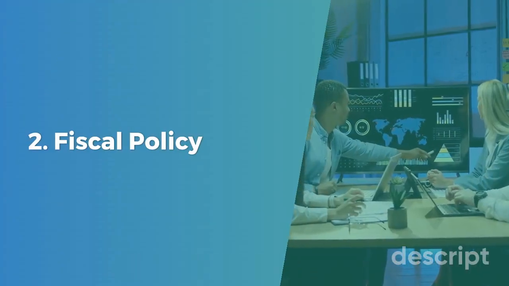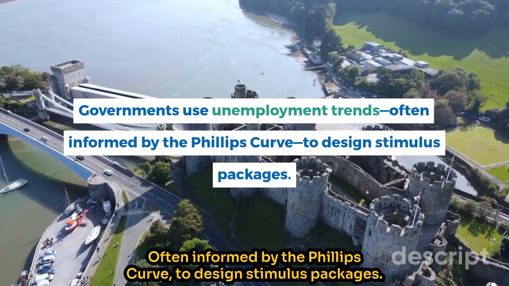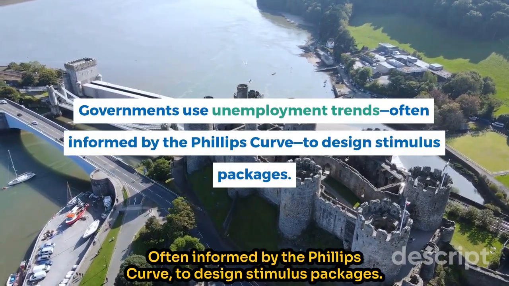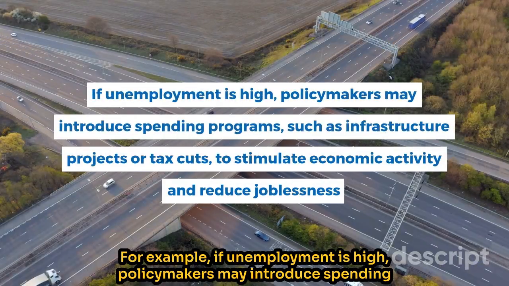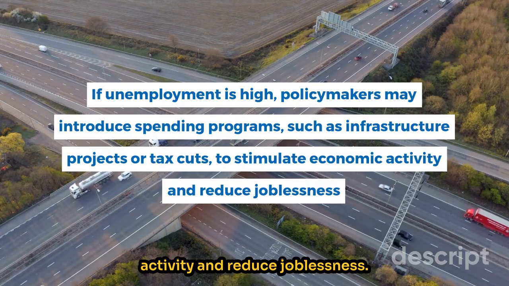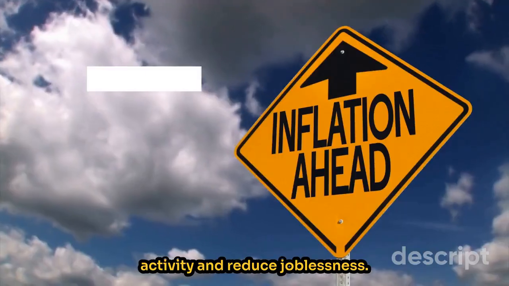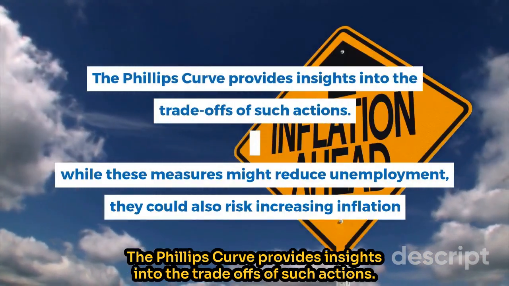2. Fiscal policy. Governments use unemployment trends, often informed by the Phillips curve, to design stimulus packages. For example, if unemployment is high, policymakers may introduce spending programs, such as infrastructure projects or tax cuts, to stimulate economic activity and reduce joblessness. The Phillips curve provides insights into the trade-offs of such actions.